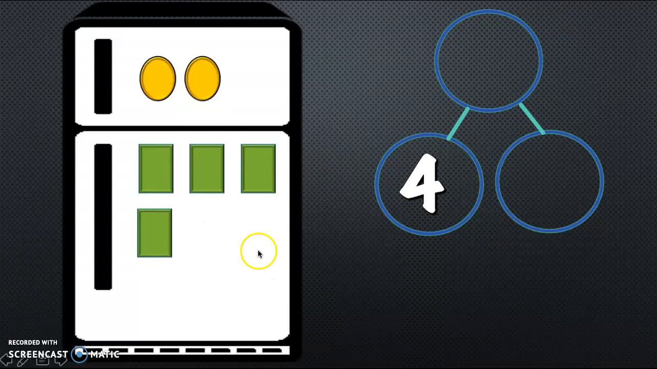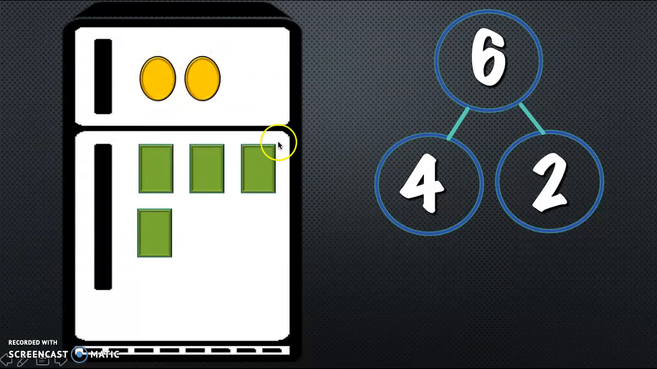4 was one of my parts. It was the 4 rectangle pieces, right? Can you fill in the rest of your number bond with what you see? Oh, good. We want to fill in the other part, so what would that be? Great. It'd be our 2 circles. And if I have 4, and I add 2 more to it, like I had 4, and then I had the 2 here, and I put them all together in one big group on the fridge, how many do I have in all? Yes, 6. That's my whole amount of my magnets.